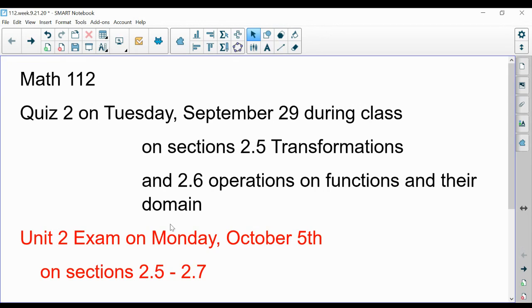All the homework for these three sections is on my math lab right now. So please finish them. I think 2.5 and 2.6 are due any day now. They've been out for about a week. 2.7 will be due the middle of next week.